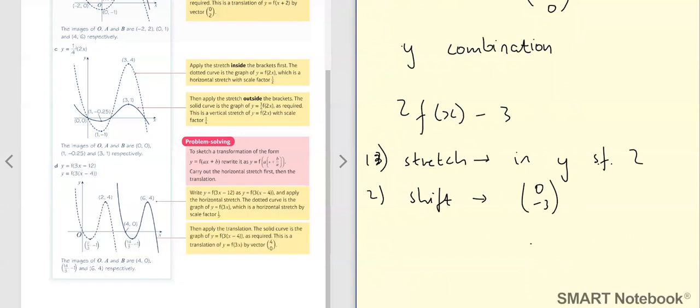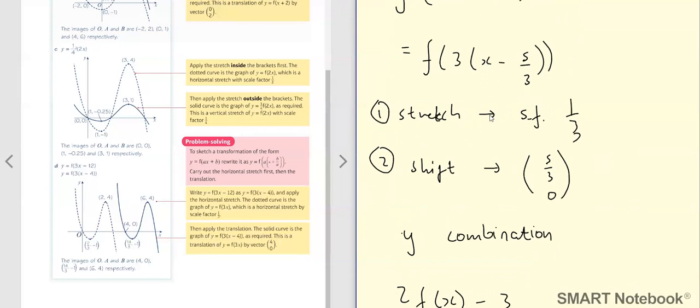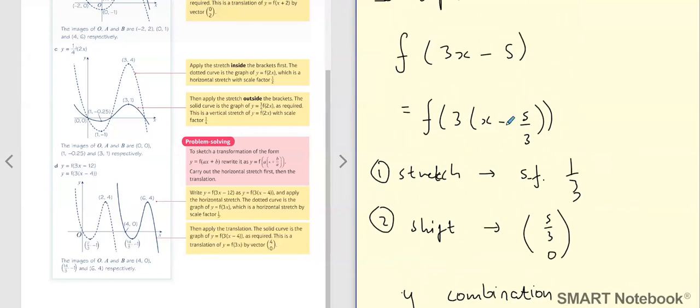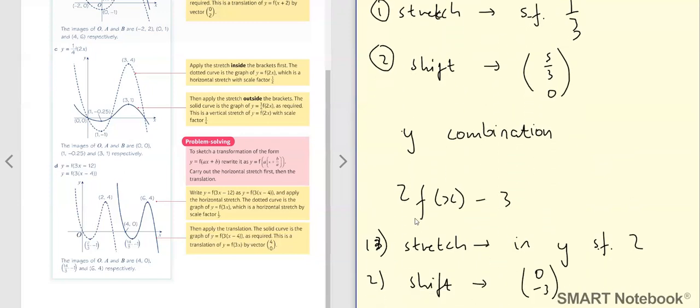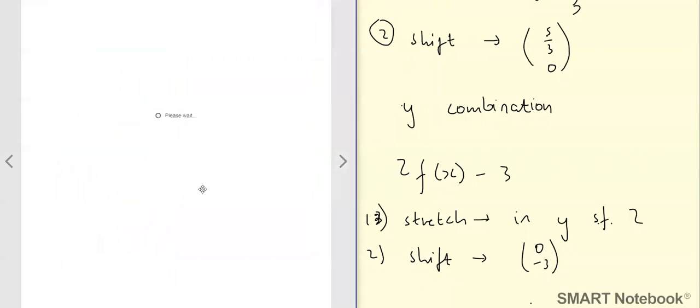And does that not change it from a stretch in x to y? So this is a y combination. This bit here was inside the bracket. This would just affect the x-axis. Yeah, that's fine. Right, okay, so let's look at some examples.